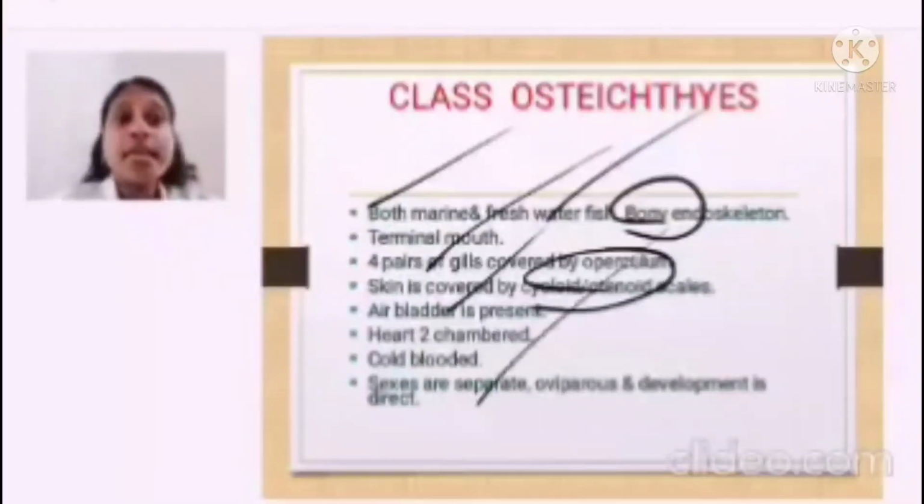And sexes are separate. Separate means what? Male and female are separate. Oviparous, they are egg-laying ones, and the development is direct. There is no larval stage. The larva will resemble the adult. Okay, so like this you can find Osteichthyes has some characteristics.